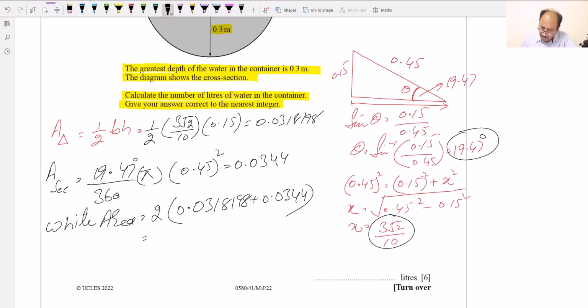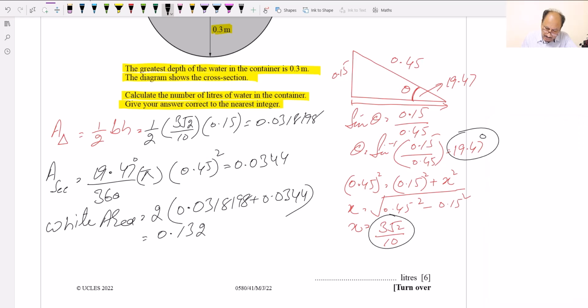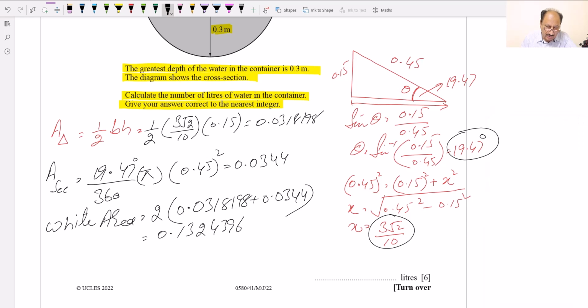Okay, I will write here 2 into 0.0318198, and plus 0.0344, bracket close, and this is equal to 0.1324396. I'm writing the calculator numbers so that we'll not be losing something.